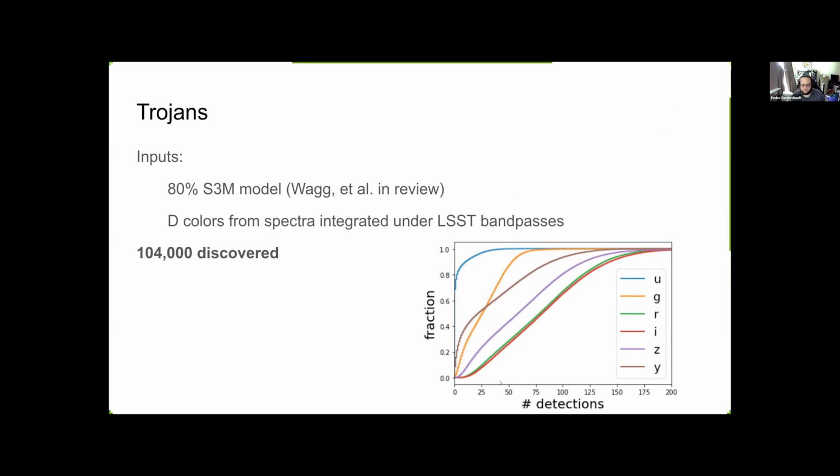And here is a cumulative histogram of the number of detections per band for the Trojans, and things look very similar for the MBAs and TNOs. So you can see basically that for the typical object, 50% of them will have 100 or more detections in the RNI bands, a few less in GNR, but still hundreds of detections per object over the 10 years of the survey.